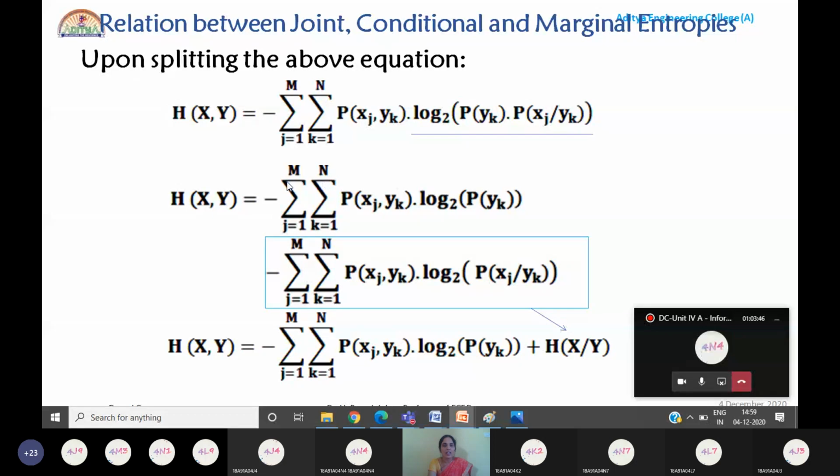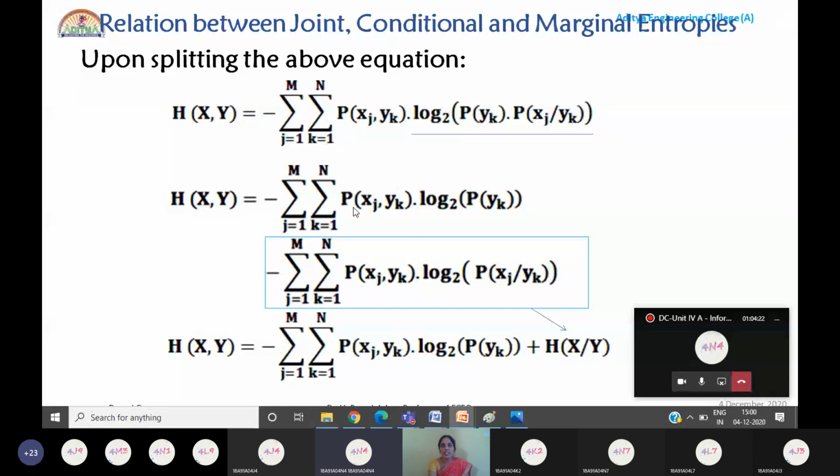Now please observe this first term. You have to replace this in the form of H of y, because the RHS is H of x by y plus H of y. Can you tell me what is the expression for H of y? Minus summation k equals 1 to n p of yk into log p of yk base 2.